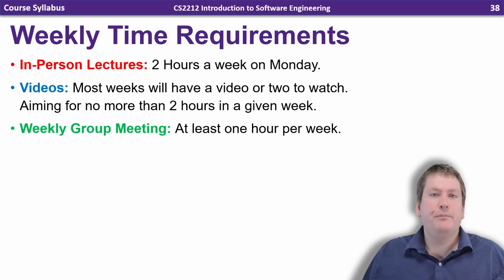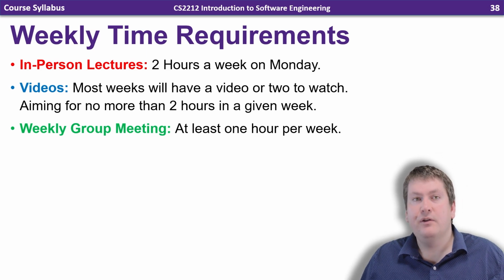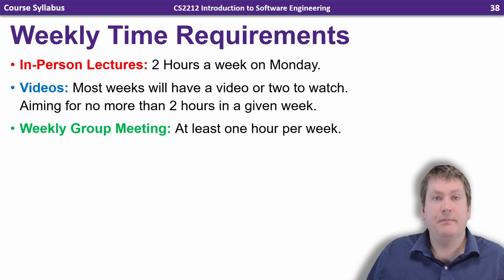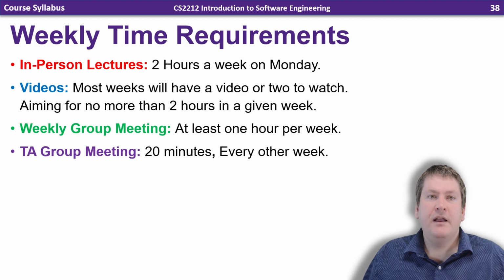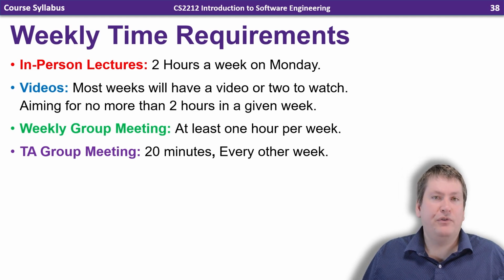Next, weekly group meetings. So at least 1 hour per week you should be meeting with your group, but keep in mind that will probably be longer as we get closer to the end of the course and you're starting to implement your project. Next are TA group meetings. It's going to be every other week. Your team has to meet with the TA and just go over how things are going. That's going to be at most 20 minutes each.